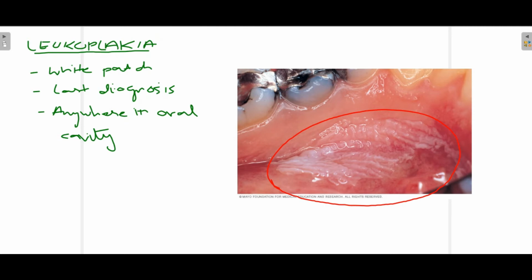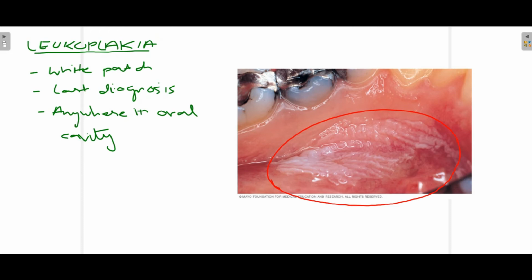It can occur anywhere in the oral cavity, but there are certain sites that if leukoplakia occurs over there, it's known as a danger point, and these danger points can be the ventral or lateral surface of your tongue, the floor of your mouth, and sometimes most posteriorly around the retromolar pad area. So if leukoplakia occurs over there, it's a danger sign.